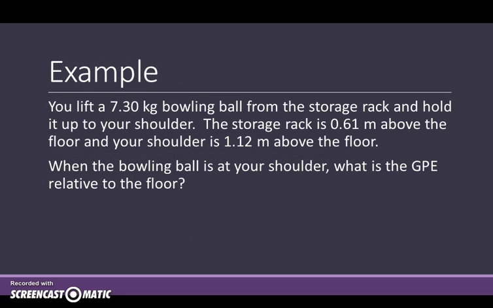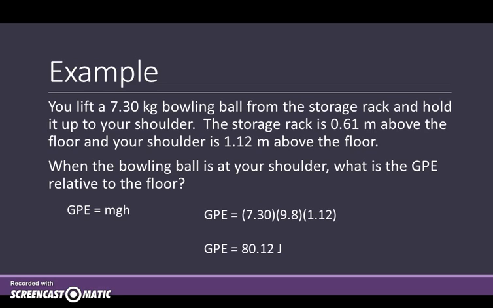You lift a 7.30 kilogram bowling ball from a storage rack, and you hold it up to your shoulder. The storage rack is 0.61 meters above the floor, but your shoulder is 1.12 meters above the floor. When the bowling ball is at your shoulder, what's the GPE relative to the floor? So here's our formula. GPE equals mgh. And go ahead and just plug everything in.